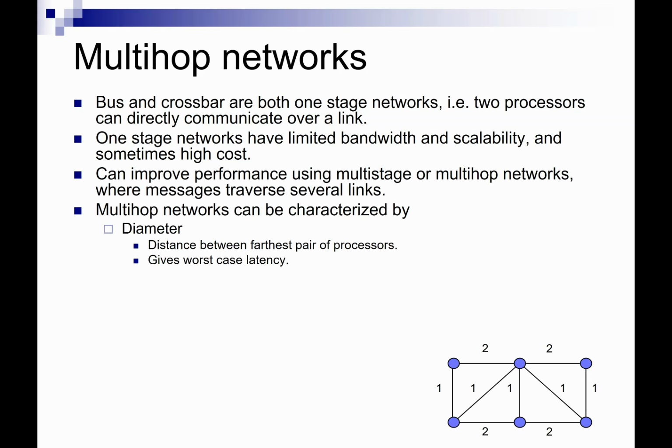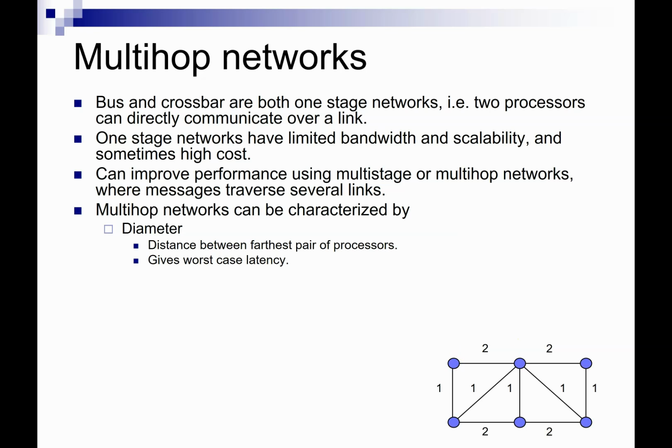Okay, so you can think of these processors as a graph, basically. Here, for example, you have 6 processors, and in order to send messages between the processors, you might have to traverse several links.